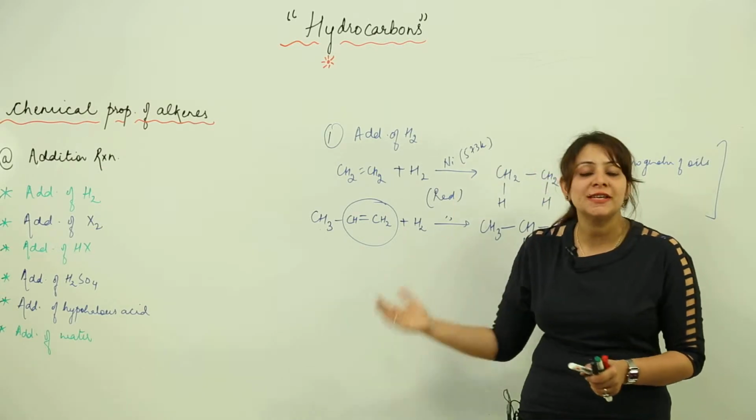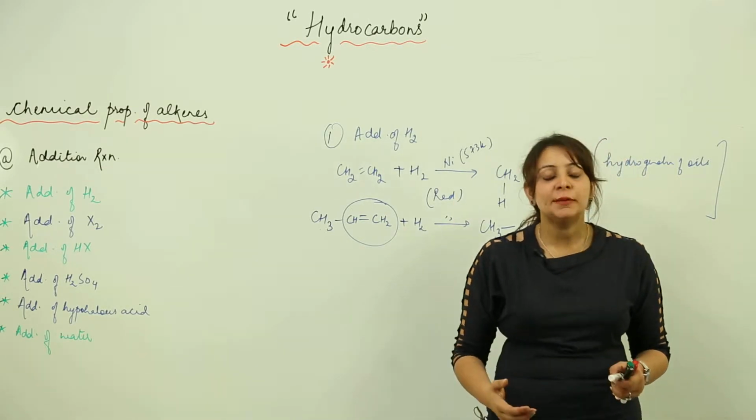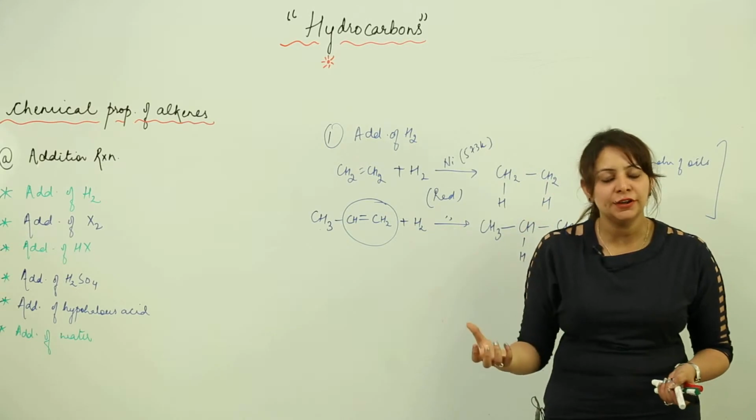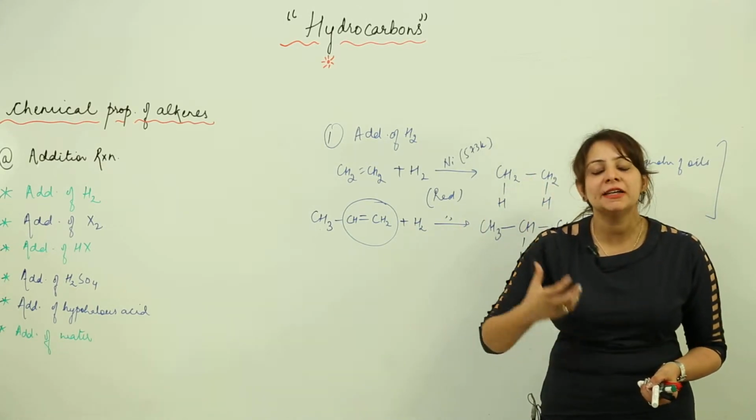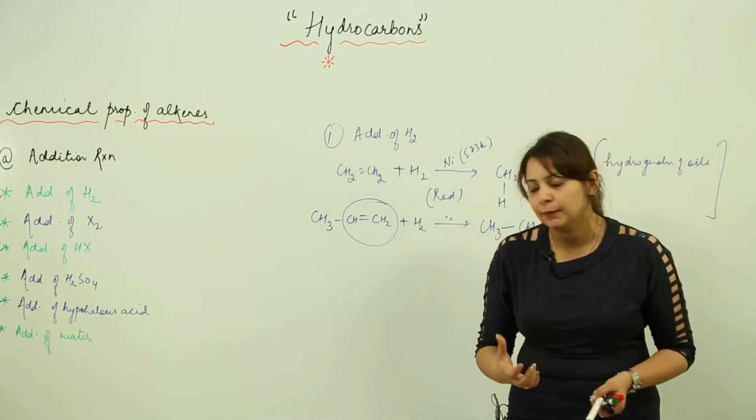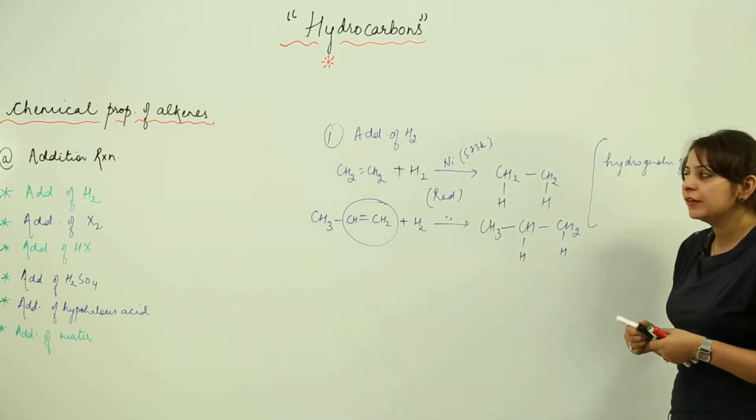And it is one of the processes of preparing an alkane also. That means if you add hydrogen to an unsaturated compound, it changes into an alkane. So ultimately it is a method also to prepare an alkane. So this is what is the addition of hydrogen.